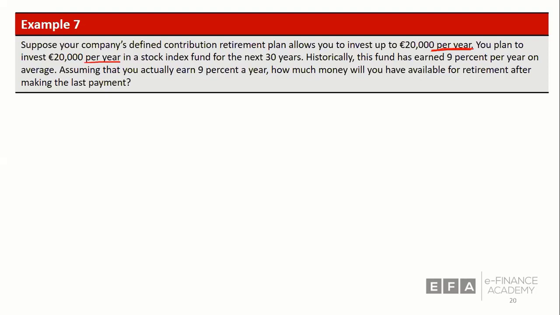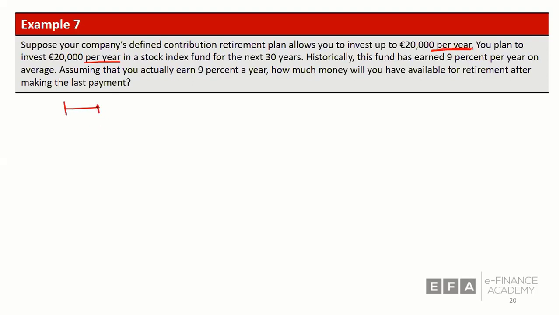Historically, this fund has earned 9% per year on average. Assuming that you actually earn 9% a year, how much money will you have available for retirement after making the last payment? So they want us to find the future value. Now, one thing that this example doesn't make clear is whether the annuity begins from today or from the end of year 1. Normally, in exam questions, they will always make it very explicit. Here, since we are making a contribution, you would assume it will be by the end of the period.